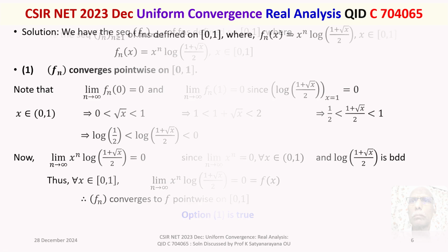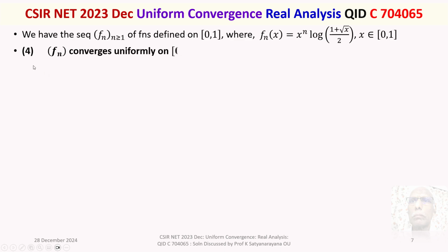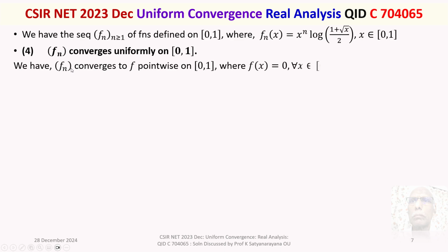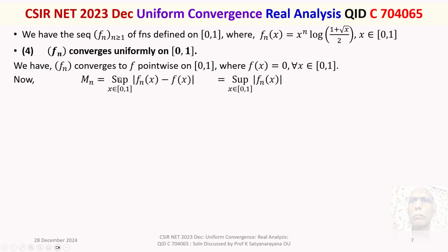We move to the next slide, where we will consider option 4: Fn converges uniformly on the closed interval 0 to 1. Is it so? We have already seen the sequence Fn converges to f pointwise on the closed interval 0 to 1, where the limiting function is f(x) equal to 0 for all x belongs to 0 to 1. Now, we compute Mn, that is equal to the supremum of mod Fn(x) minus f(x), where the supremum is taken over x belongs to the closed interval 0 to 1, and that will be the supremum of mod Fn(x), where x belongs to 0 to 1, because f(x) is 0 for all x belongs to 0 to 1.